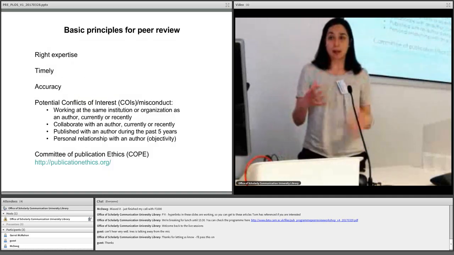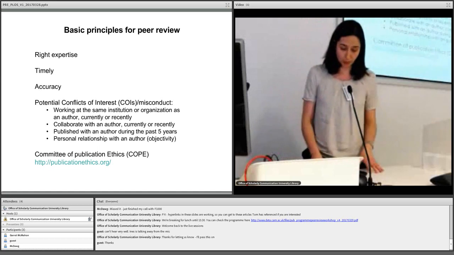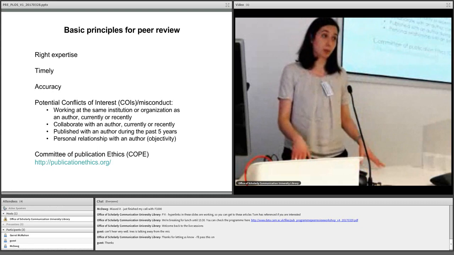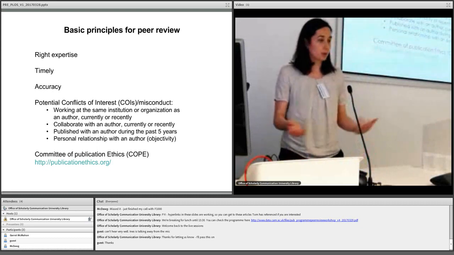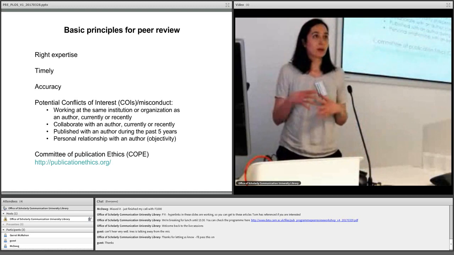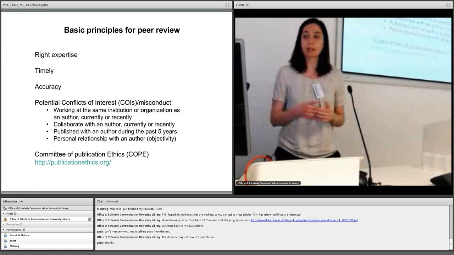There are several things you should be considering once you are invited to peer review an article. First of all, you should consider whether you have the right expertise to do so. You might be really keen on reviewing a paper, but actually it maybe falls too far away from your area of expertise, or maybe some of the methodology is far too complex. So it's really important to recognize your own limitations.